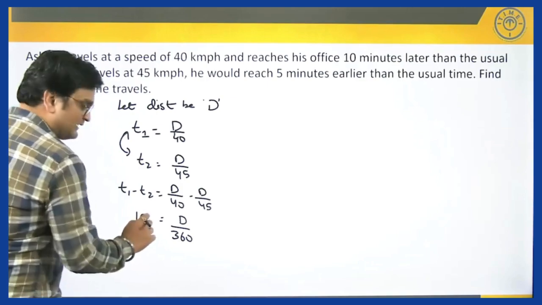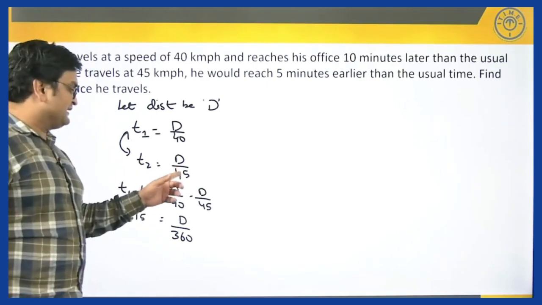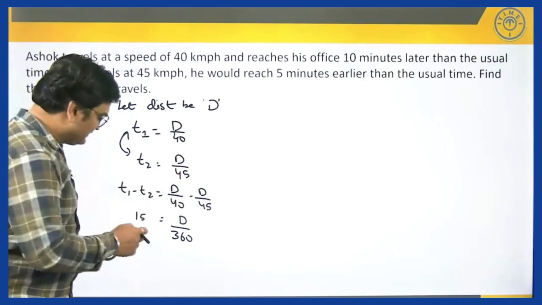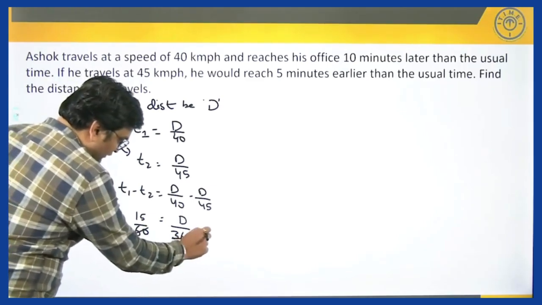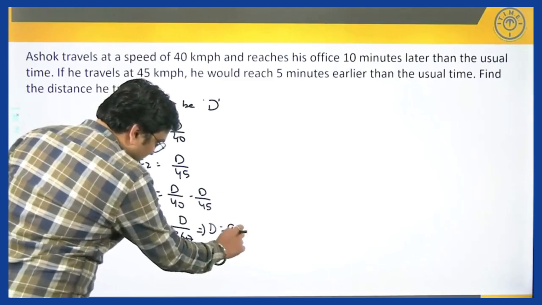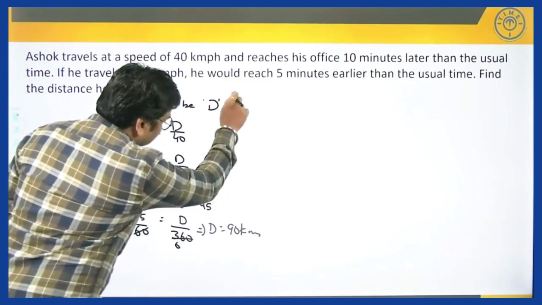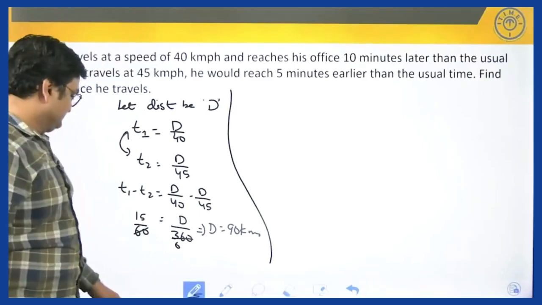But since we want our time in hours, because we are taking distance, speed, etc. in kilometers per hour, I will write 15 by 60. So, 60 will go 6 times, and when you solve it, you will get the value of d as 90 kilometers. I hope this is okay. This is clear.